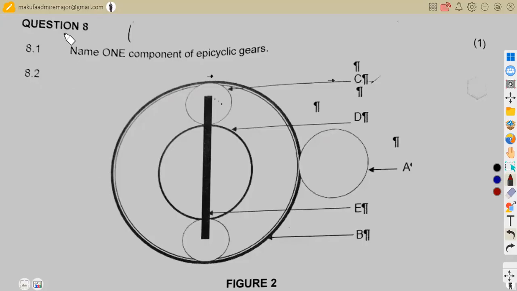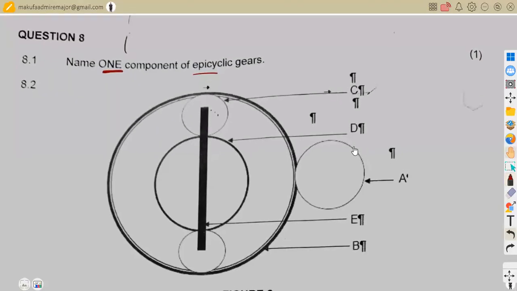The first part, on question 8, was 8.1. Name one component of epicyclic gears. They just need one component, only one. But we know that there are many components on our epicyclic gear. We have 4 components, meaning we are talking about the gears involved in this case.